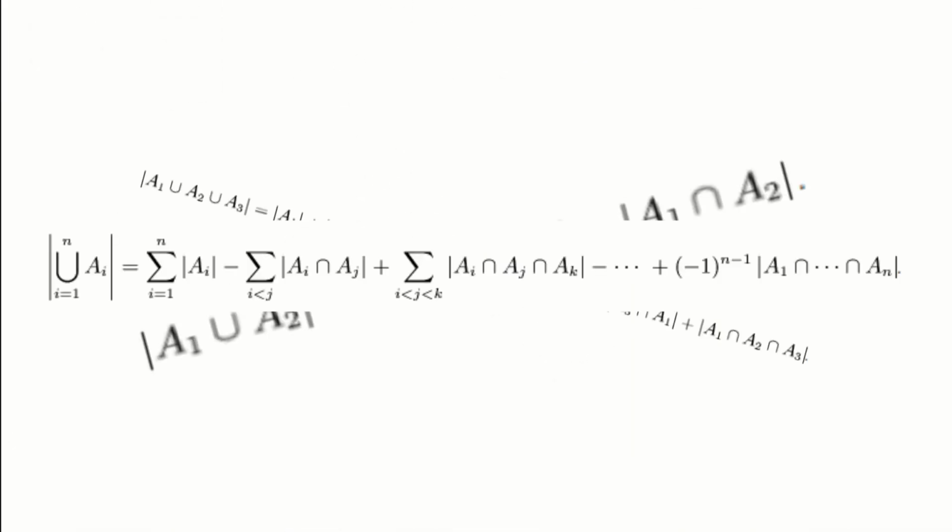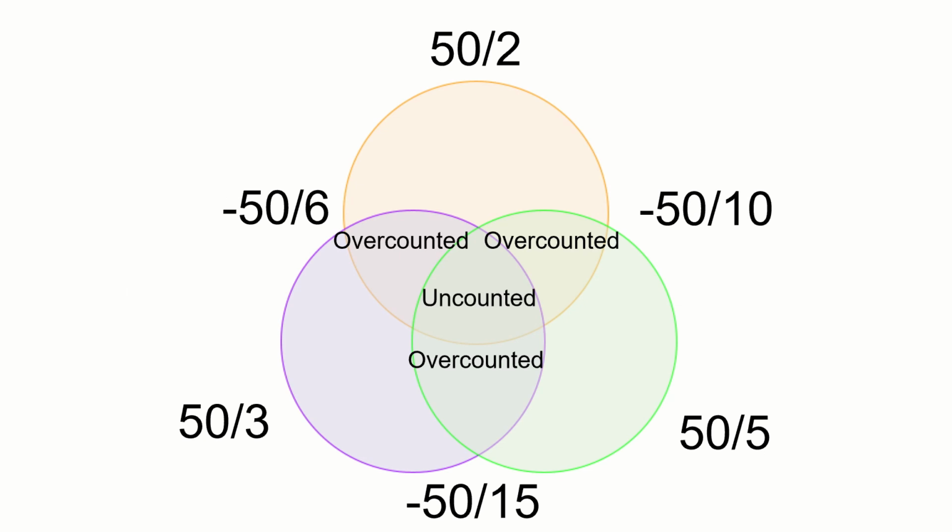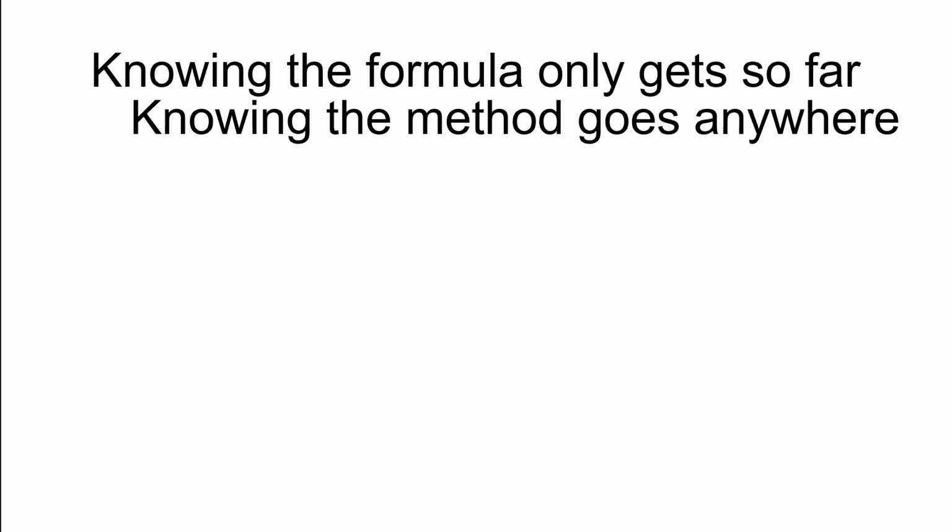Although I could show you the formulas and stuff for PIE, understanding the overcounting and undercounting is the most important. Knowing the formula only gets you so far. Knowing the methods expands it however far you want. And this is just a challenge. If the problems here seemed simple, I'll just toss in this super extra problem I haven't solved yet.